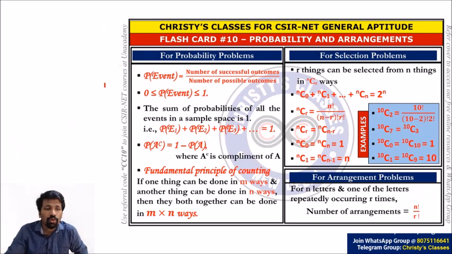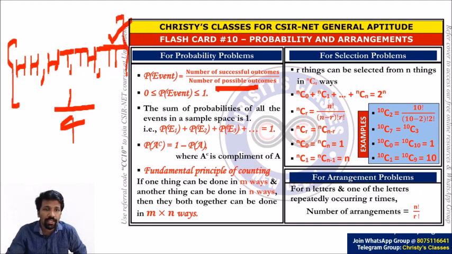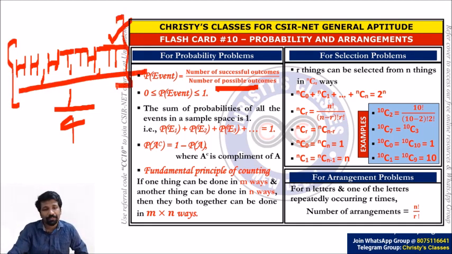But when two coins are tossed at the same time, there are four possibilities: head and head can come, head first and tail next, tail first and head next, and tail and tail can also come. These are the four possibilities. And the question is asking, what is the probability of both the coins showing tail? Definitely that will be one possibility, successful outcome is one, out of a total possible outcome of four, because there are four things in the sample space. This is called the sample space.